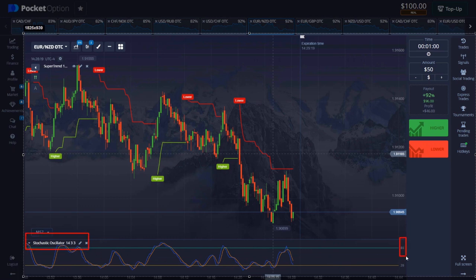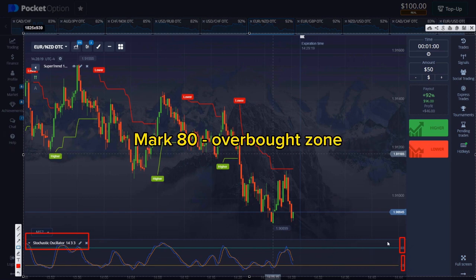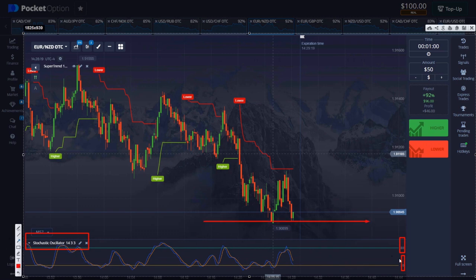The stochastic has 2 marks, the 80 mark and the 20 mark, respectively, 2 marks indicating the overbought zone and the oversold zone. The 80 mark means the overbought zone mark. 20 means an oversold zone. Accordingly, the price most often reacts from these marks and certain price reversals occur. And in general, now our price is at around 20, which means that a reversal will occur soon.